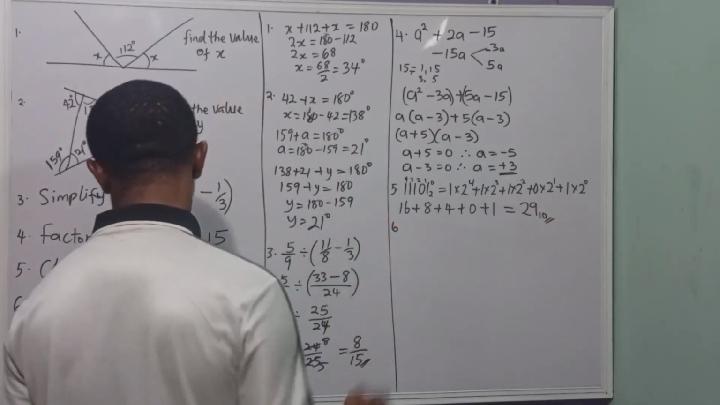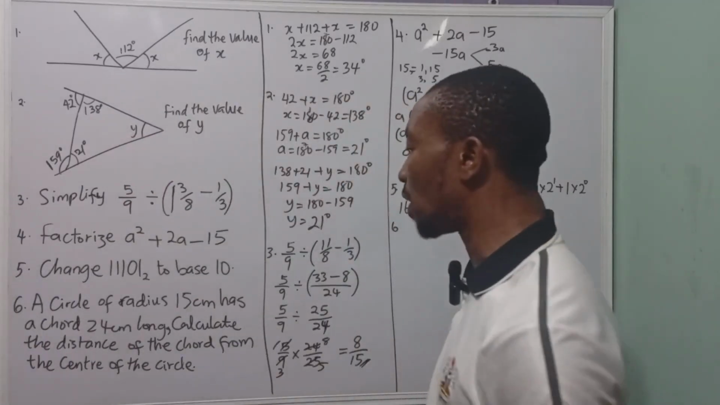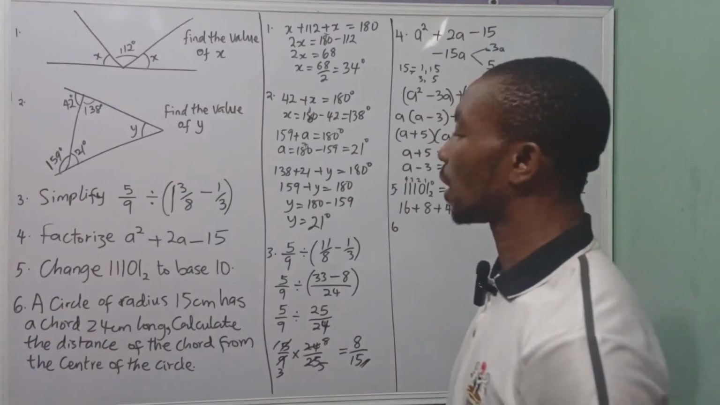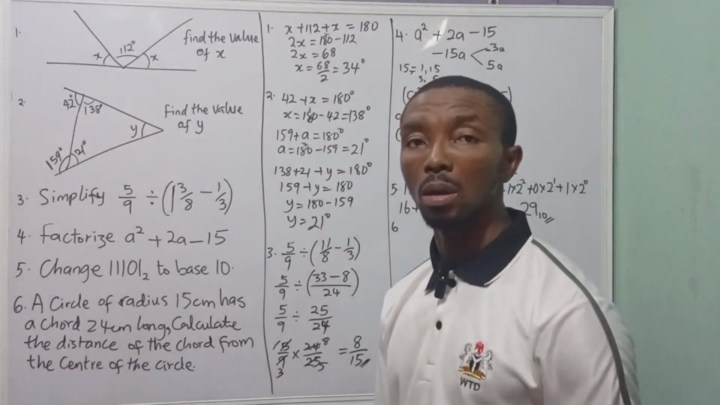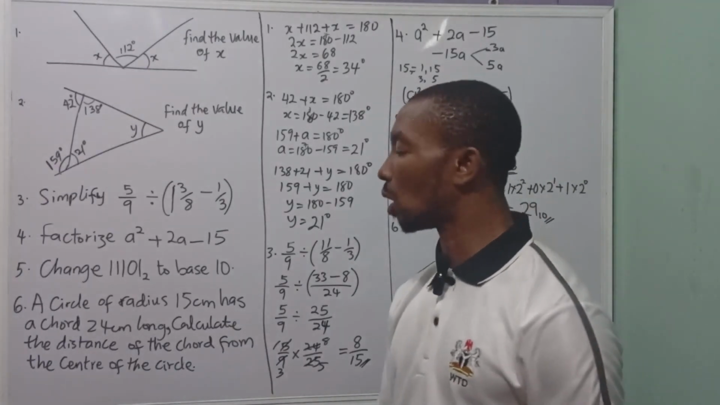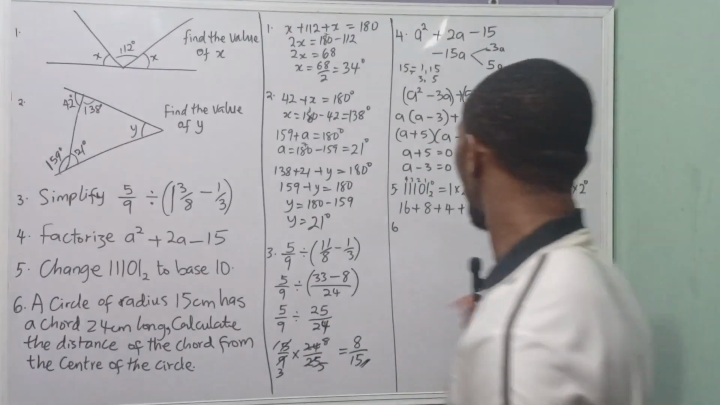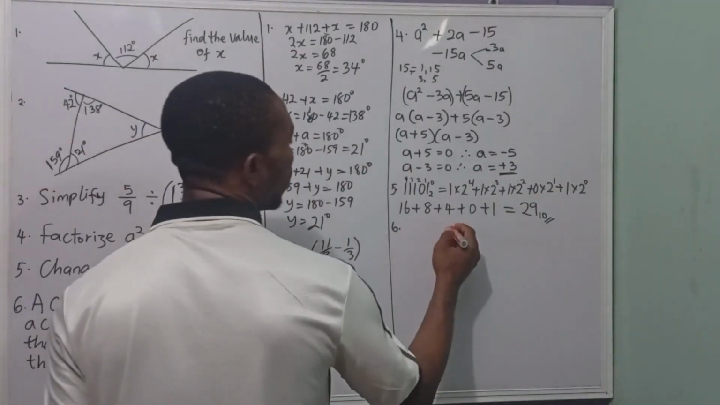Okay, so our sixth question says, a circle of radius 15 cm has a chord 24 cm long. Calculate the distance of the chord from the center of the circle. Let's represent this in a diagram.